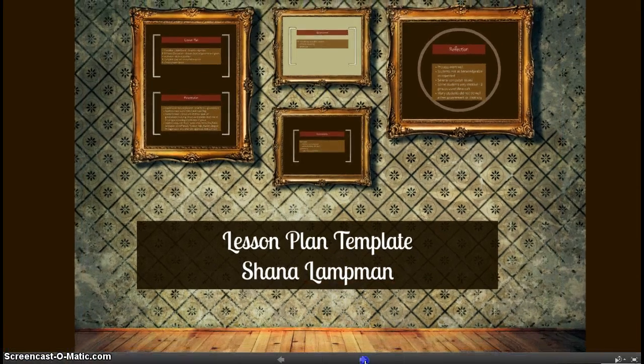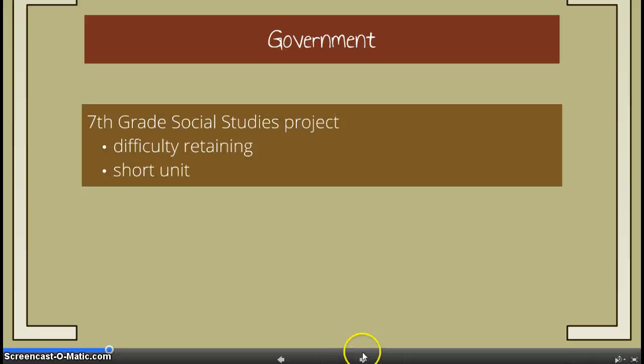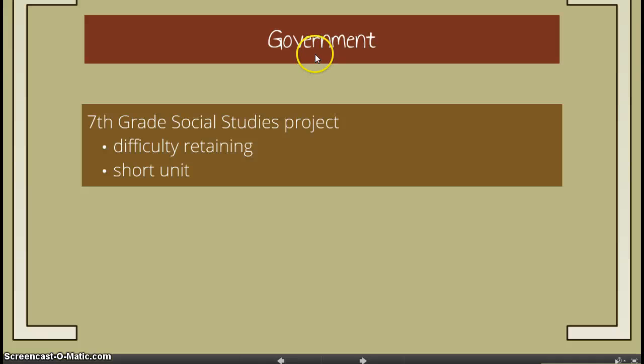And first of all, I want to talk about my topic, and I chose government for my students. One reason I chose government is because it's a difficult topic for middle schoolers, and it's not necessarily difficult for them to understand. It's difficult for them to retain. So I wanted to try to do something to help them retain that information. It is a short unit. That's another reason I decided to do government as my lesson plan for this class.